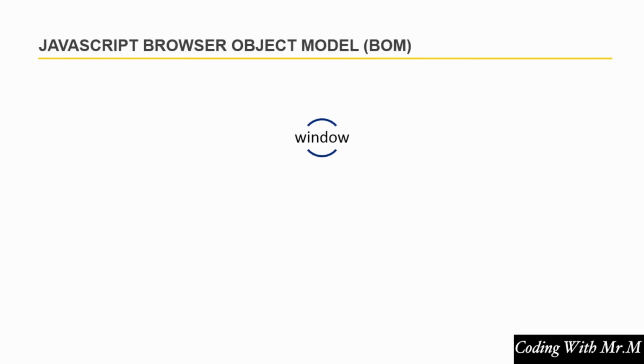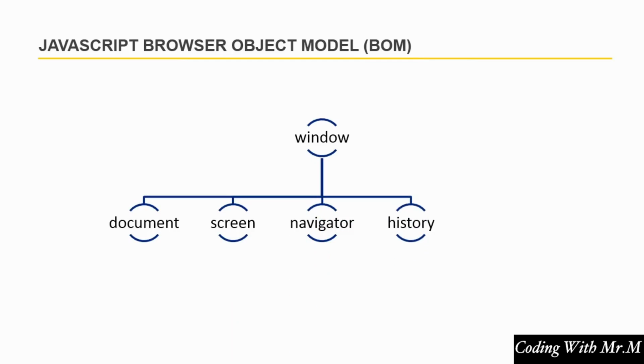Underneath the window object, there are lots of other objects you can access. The window object consists of the document object, screen object, navigator object, history object, and location object. These are the children of the window object. The document object represents your page. It is also called the DOM, the Document Object Model, which represents the content of the page or the HTML document. You can manipulate the page content using JavaScript.